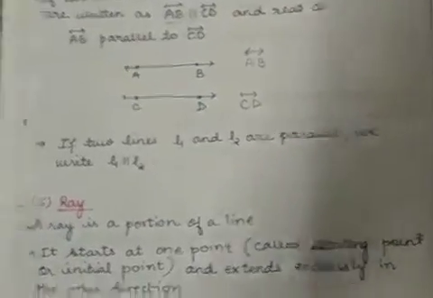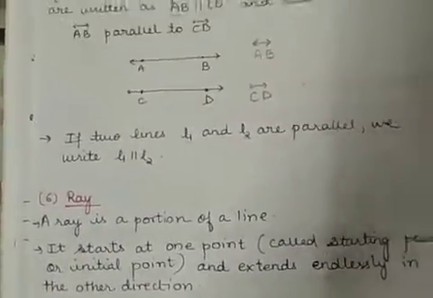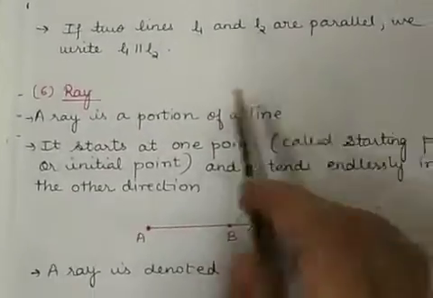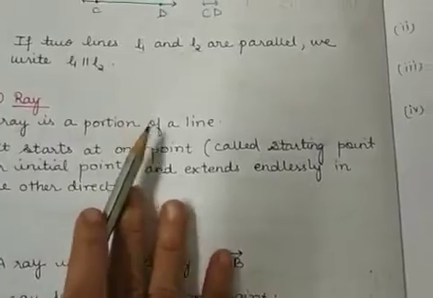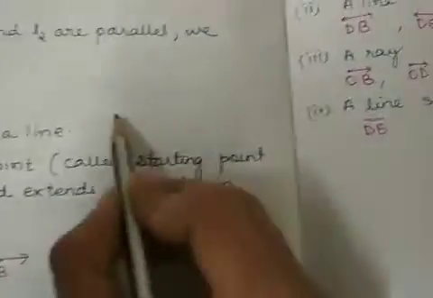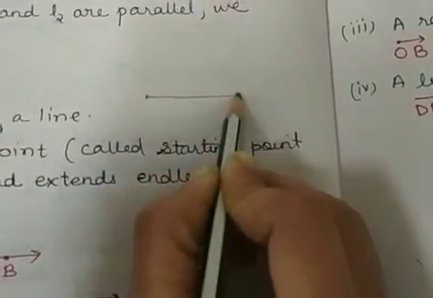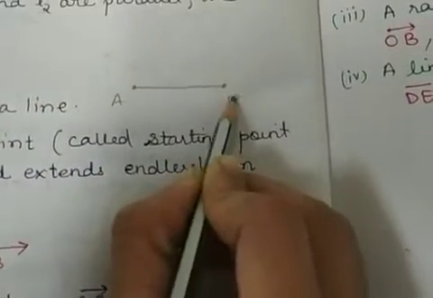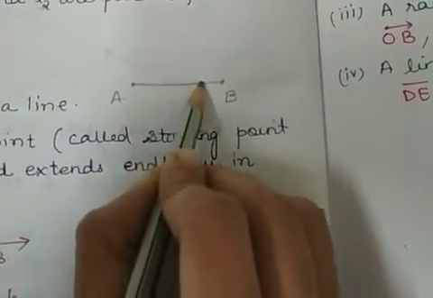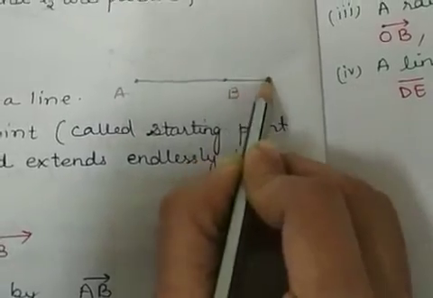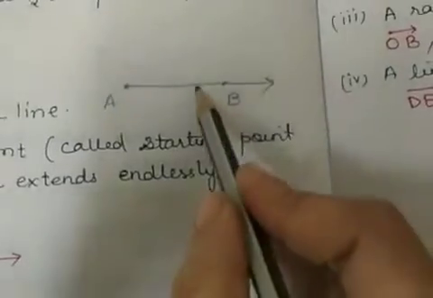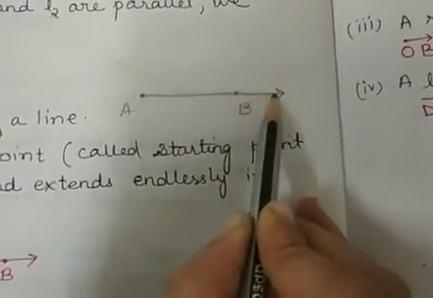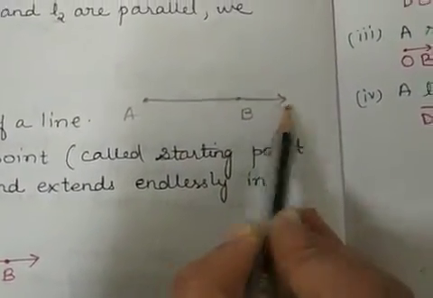After lines, the next subtopic is ray. What is a ray? A ray is nothing but a portion of a line. Suppose you have a line segment AB. Now if you extend this line segment only in this direction, but you don't extend in the other direction, only in one direction, then what you get here is a ray. You must have come across many rays.